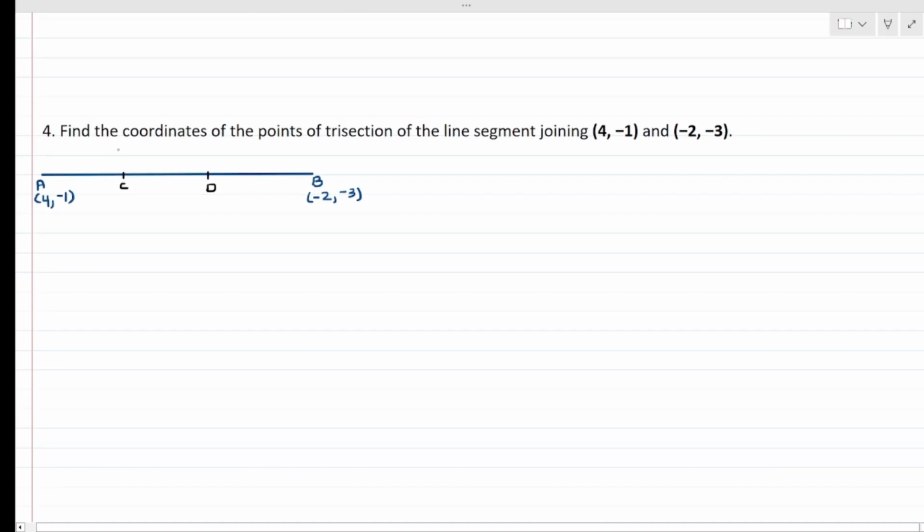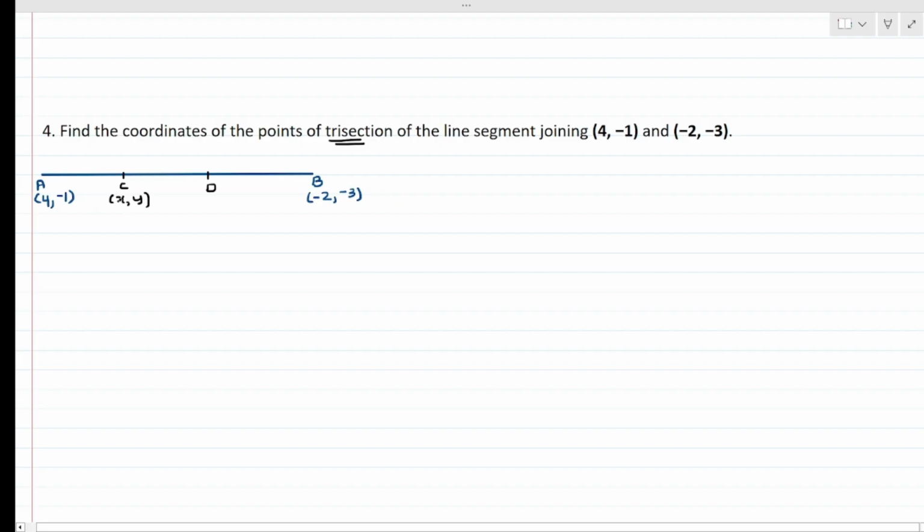Your question says, find the coordinates of the points of trisection. What does trisection mean? Trisection means your line is divided into 3 equal parts. So I have written over here one point as C, another as D. My point C and my point D divide my line AB into 3 parts. Okay. So we need to find this X and Y for the first case.